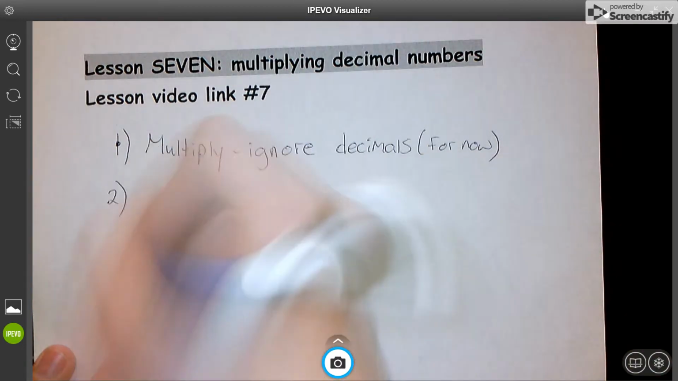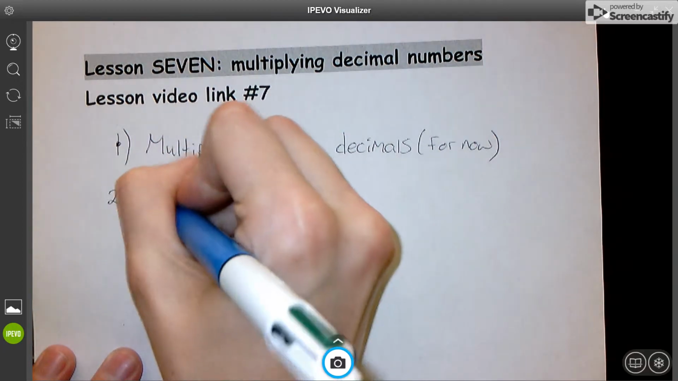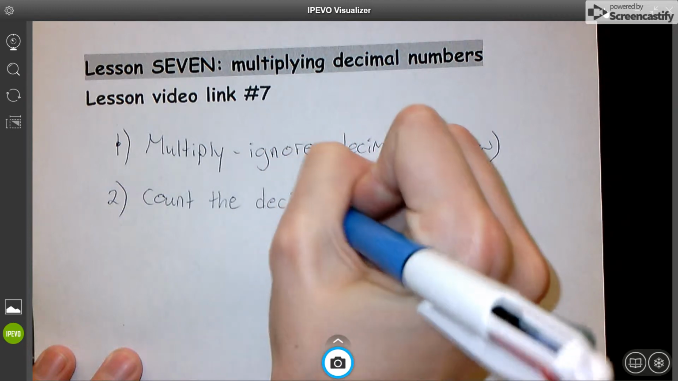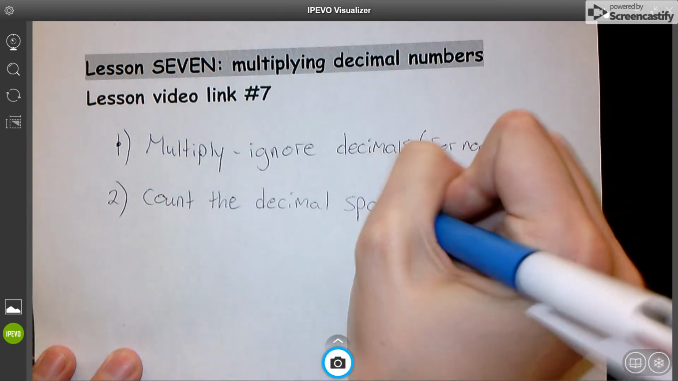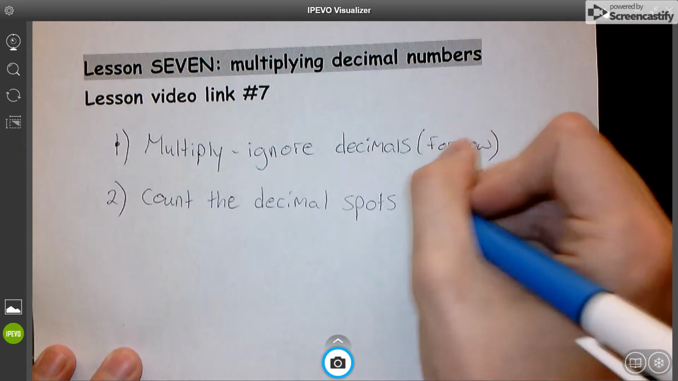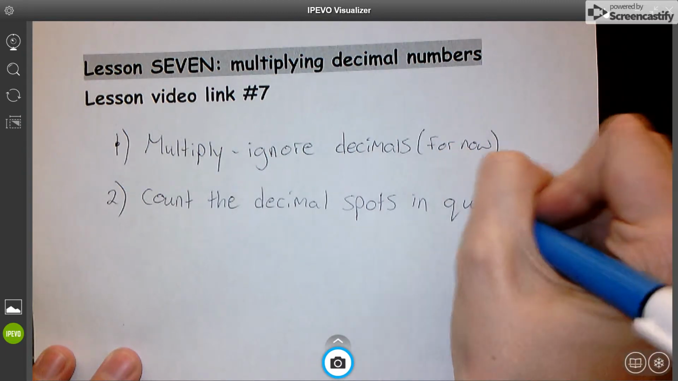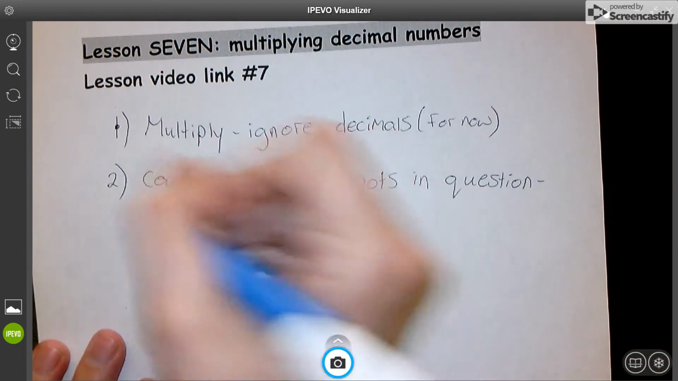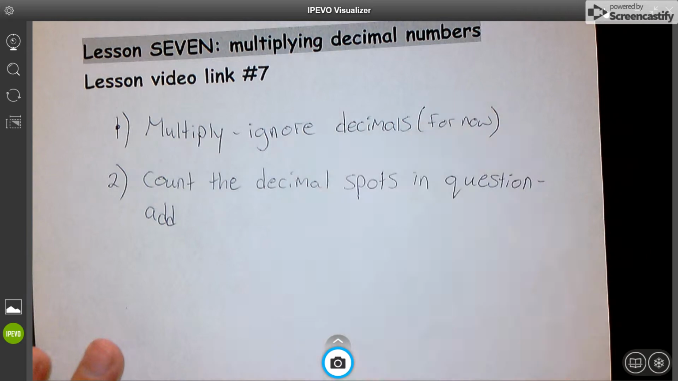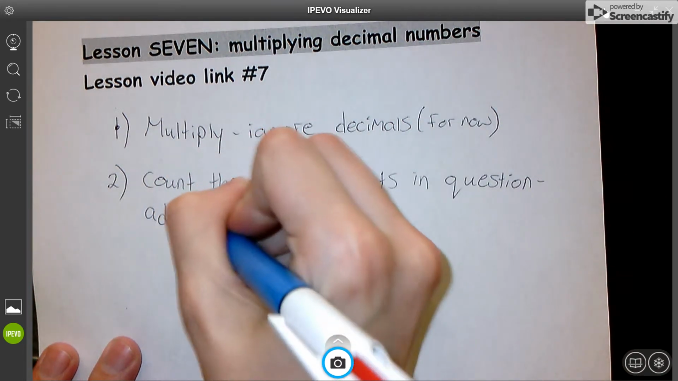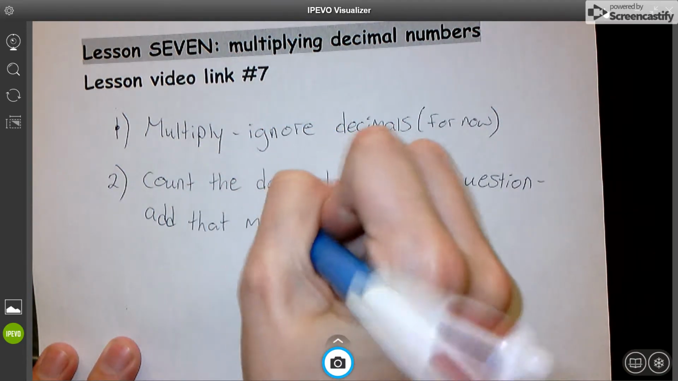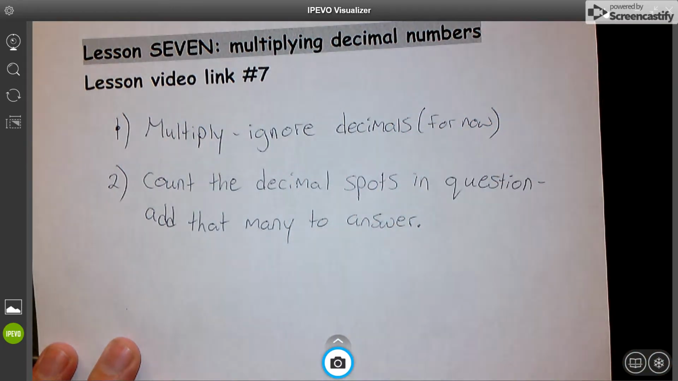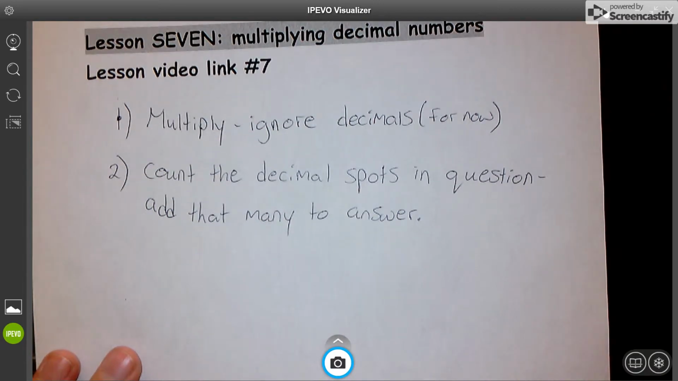And then step 2, after you multiply, count the decimal spots. So this is the spots after the decimal. Count your decimal spots in the question. And then that's how many you're going to add to the answer. Add that many to the answer. Now, that might not make sense right now, but we're, of course, going to do some practice.